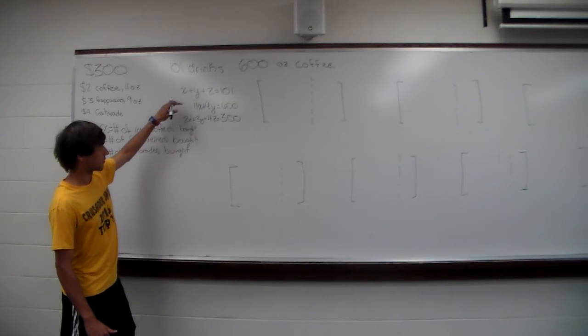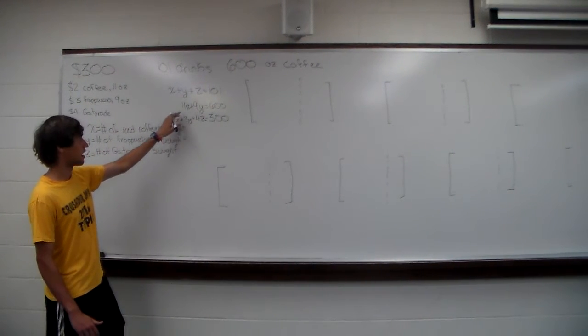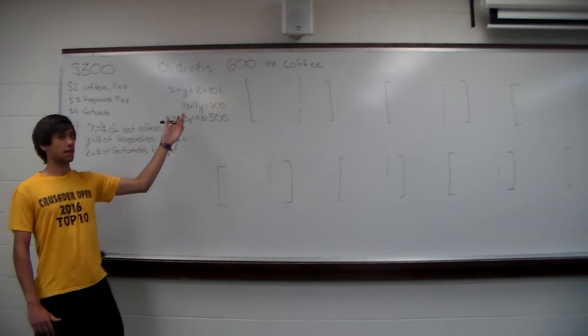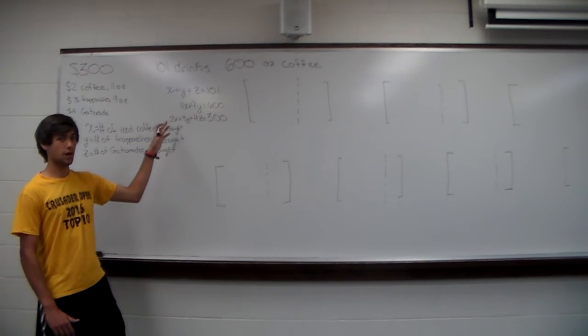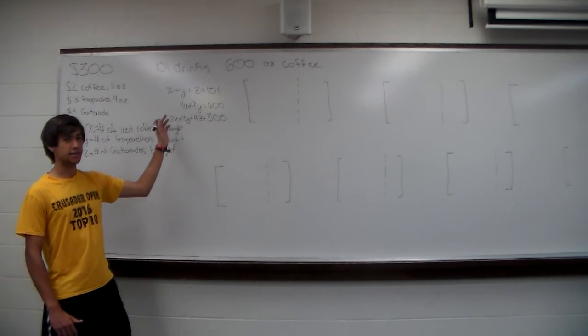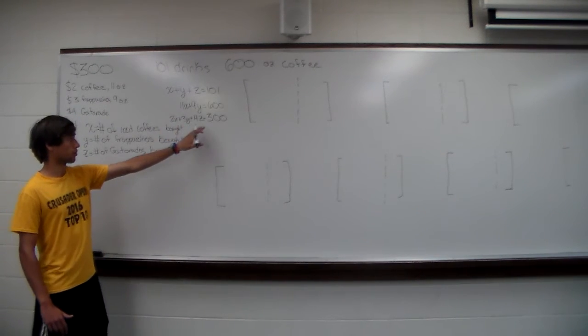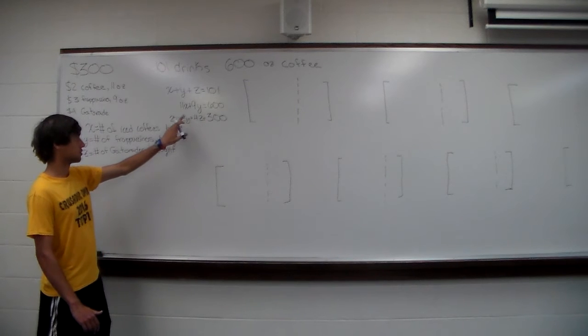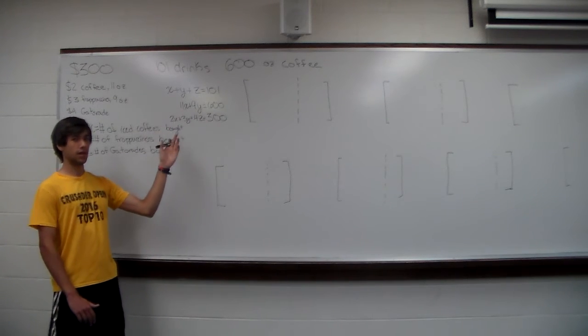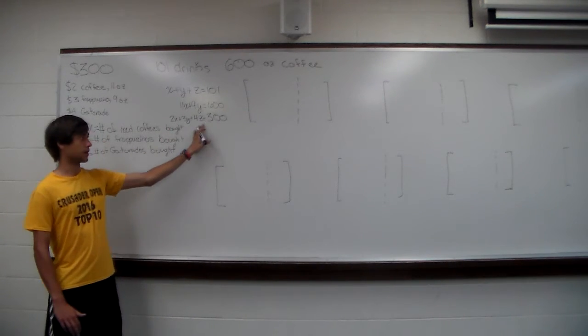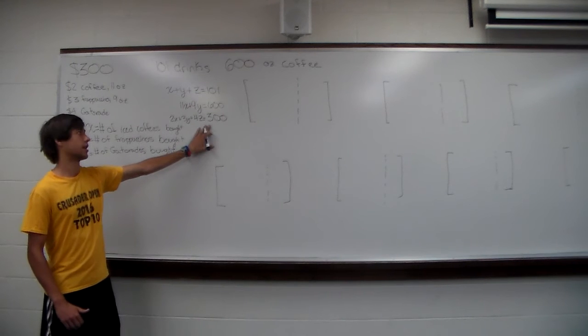Then, for the amount of coffee that we buy, we're going to have 11X, because that's 11 times the amount of iced coffees we buy, plus 9 times the amount of Frappuccinos we're going to buy. And similarly, for $300 left, it's $2 for iced coffee, $3 for the Frappuccino, and $4 for Gatorade equals $300.